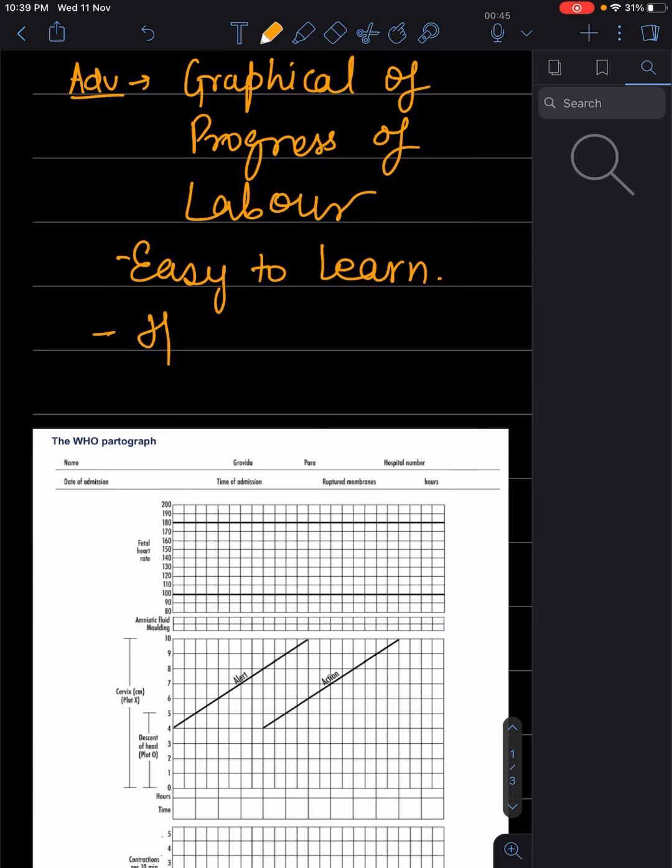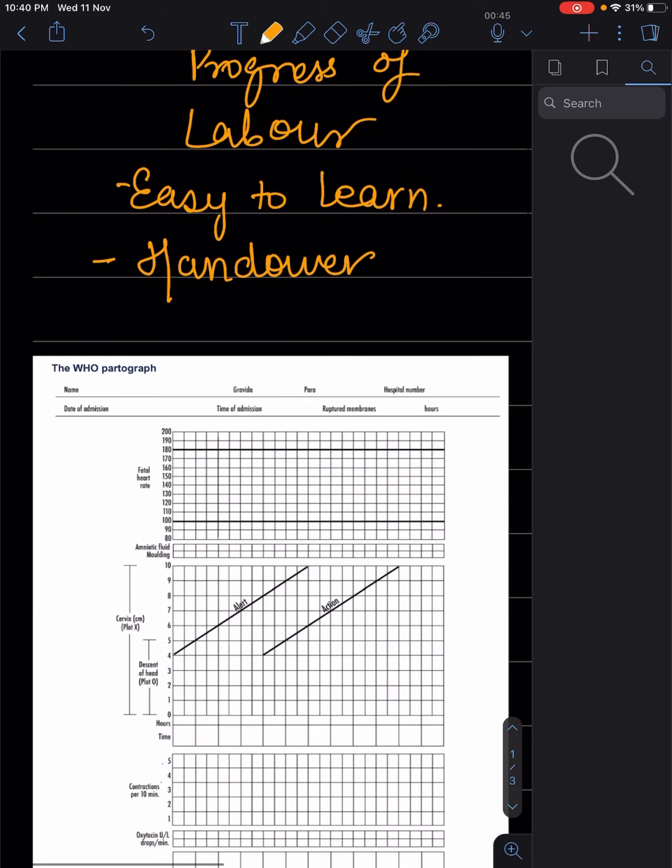And finally, during handover, now this is actually important because we work in shifts, right? Doctors work in shifts, but the progress of labor can't change over for that. So for a patient who has been progressing in labor for quite some time, once the next team of doctors comes for handover, the doctors know what has happened to the patient hours before they came for duty, right? So it is easy for handover also, so that we don't miss out on anything, right?